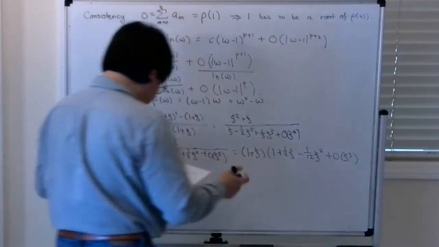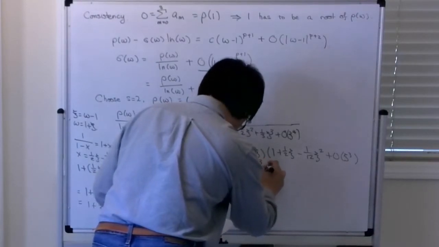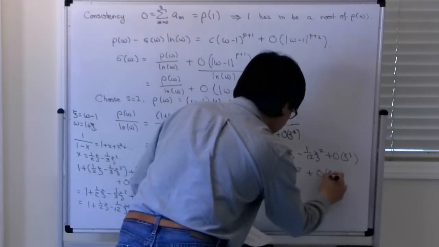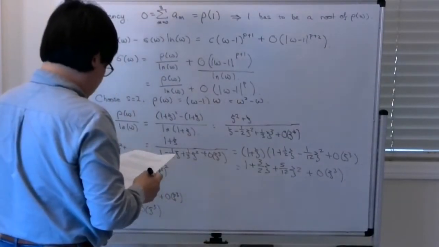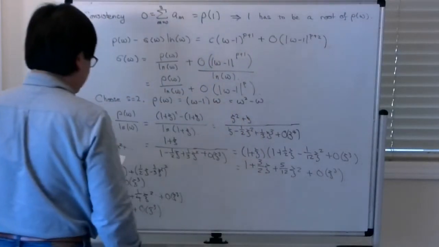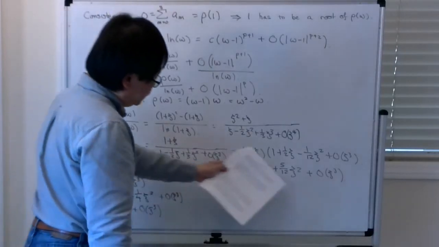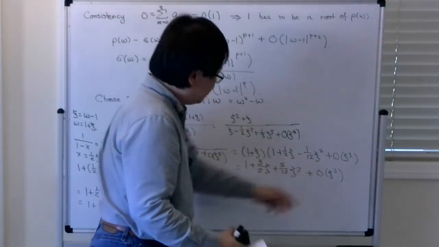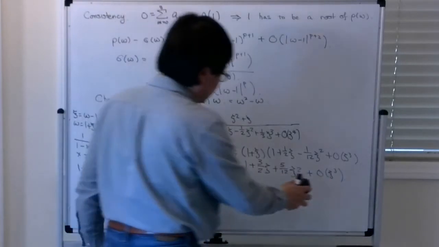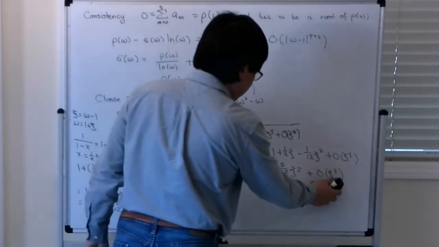Okay, and then you can expand that further, and you get 1 plus 3 over 2 c plus 5 over 12 c squared plus big O of c cubed. Okay, so you can see what happens if you take it up to this order. In order c cubed, this gives me a method which is sort of cubic, right? So it has order p equals 3, okay?